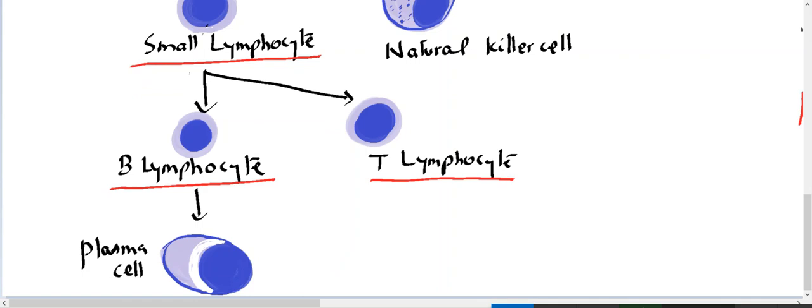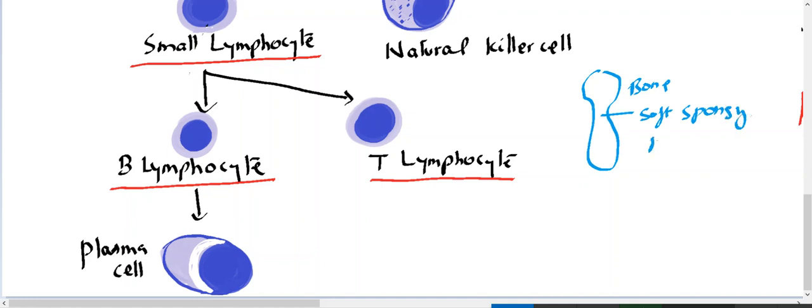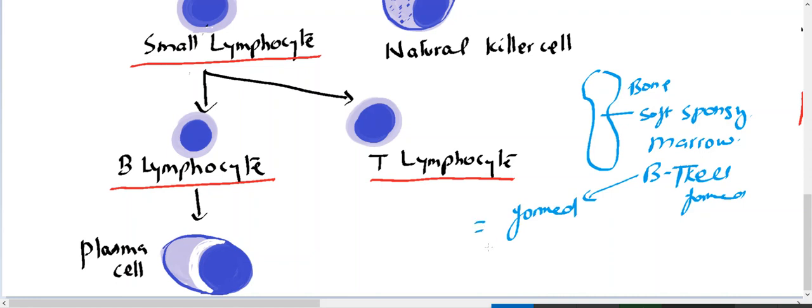So what is the important concept here? As we discussed previously, in the bone you have the soft spongy structure called the marrow. Okay, and in the marrow the B cells and the T cells are formed. These B cells are formed in the bone marrow and they are matured in the bone marrow, and then they go to the lymph node.